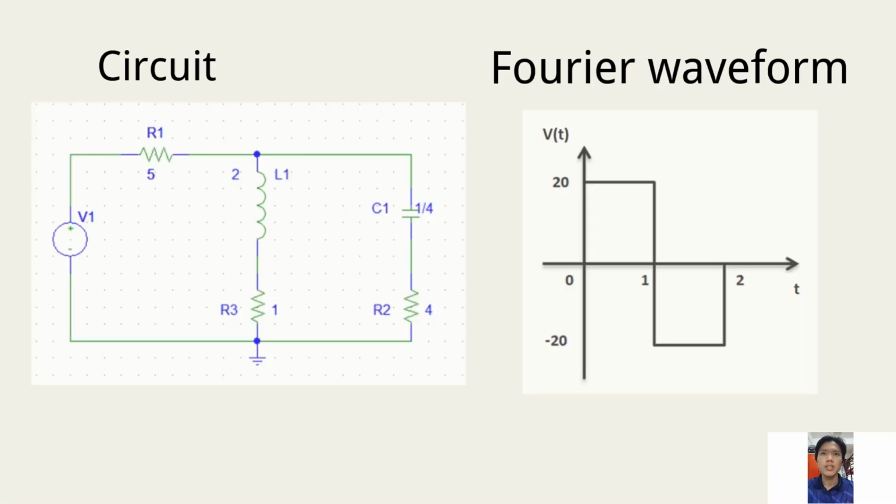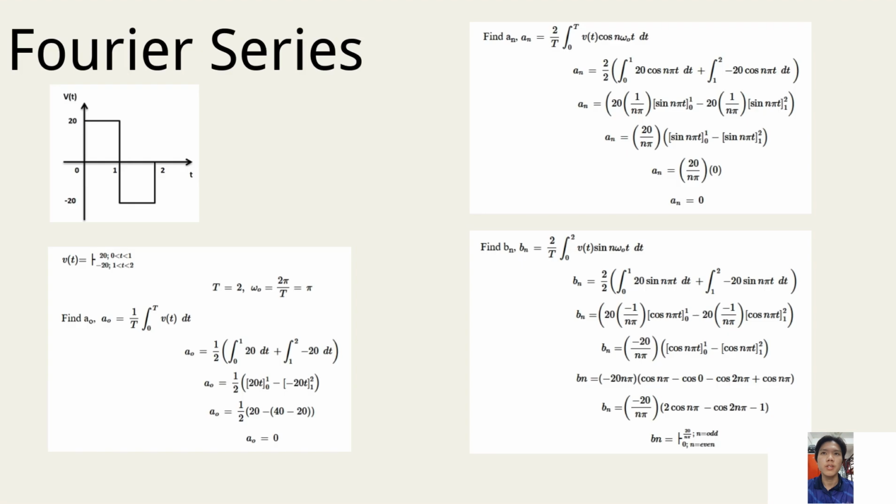For this circuit and waveform, we will derive a Fourier series based on the output we obtain. From the waveform, the output values we obtain are v of t equal to 20 when t is between 0 to 1, and v of t equal to negative 20 when t is between 1 to 2. The period of the function T is equal to 2 and omega naught is equal to pi.